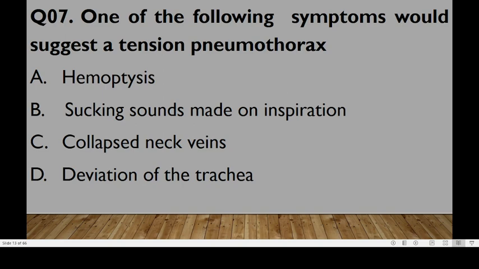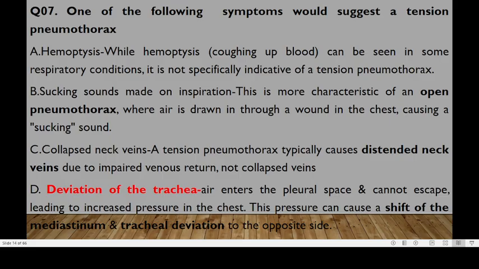Which of the following symptoms will suggest a tension pneumothorax? Tension pneumothorax will always have deviation of the trachea. Remember, air enters the pleural space and cannot escape, and this leads to increased pressure within the chest. This pressure can cause a shift of the mediastinum and tracheal deviation to the opposite side, which is a classic sign of tension pneumothorax.